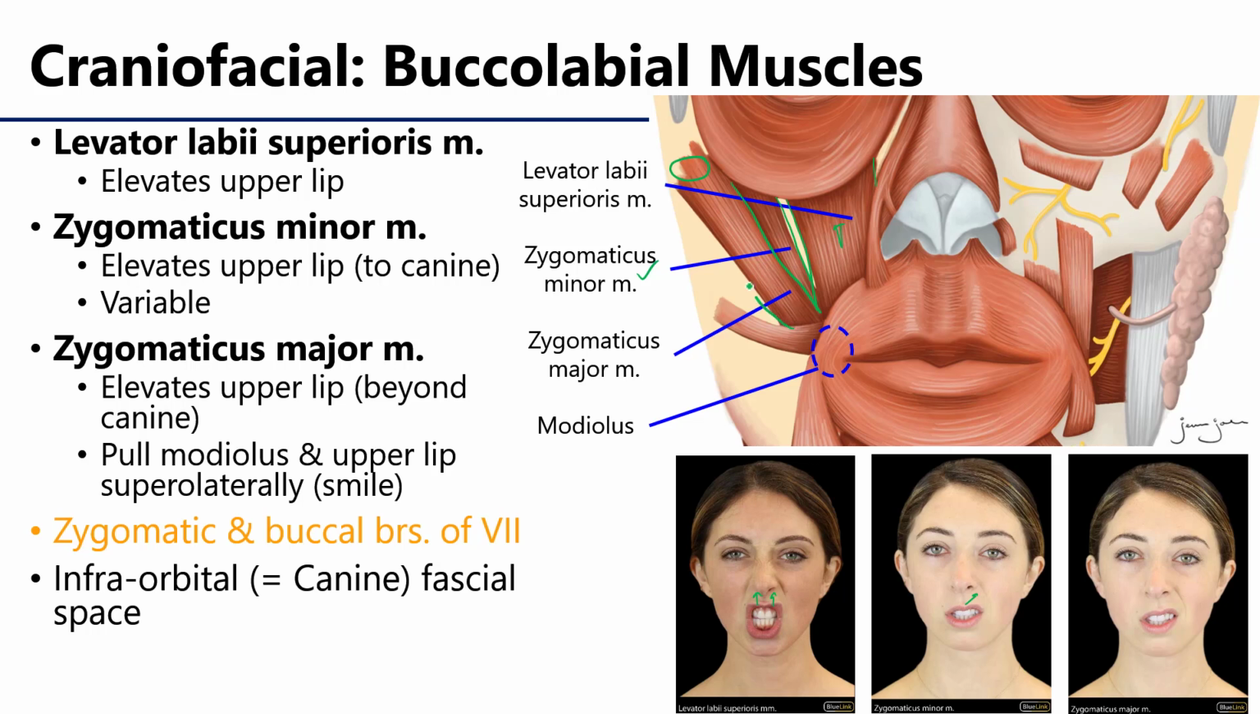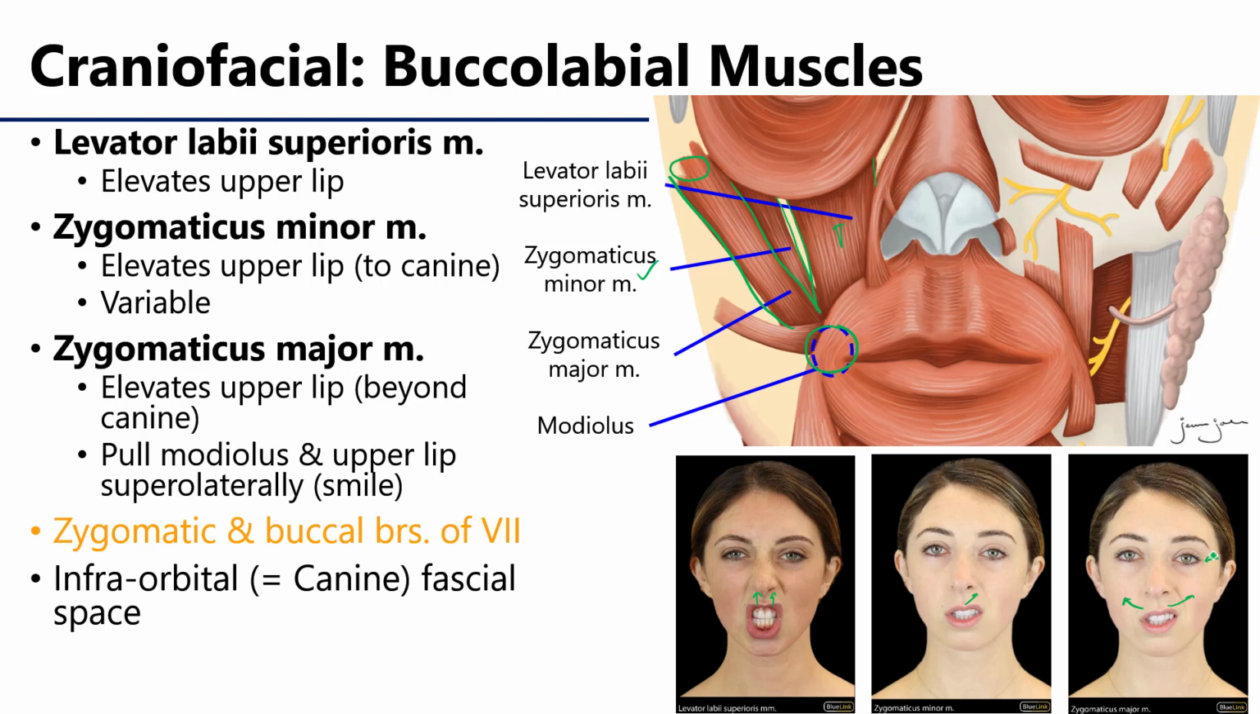Zygomaticus major is the larger of the two, and so these are muscles that are interacting with the modiolus here, because they're pulling the corner of the mouth as well. And with zygomaticus major, you have an even wider smile. So this is unilateral, so it still looks like she's being very skeptical, but if you made this bilaterally, this would be a greater smile. And she's also not engaging her eyes in the smile, so that's why it might not look very genuine to us.